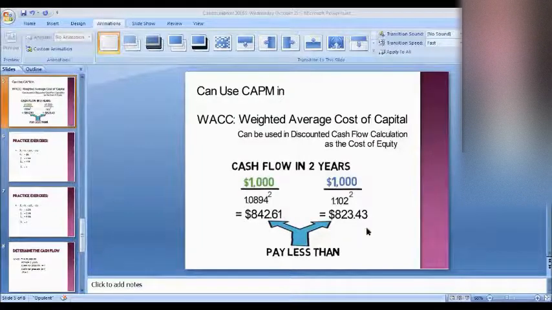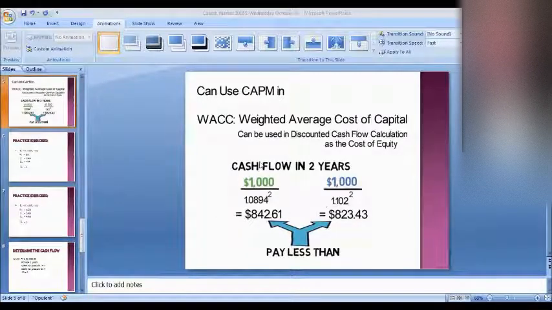Here for Facebook, the value today is lower: 823.43. So meaning, you can buy a stock worth 1,000 for only 823.43 today. Rather than paying 1,000 in 2 years, might as well buy it now for just 823.43. You get my point, class?